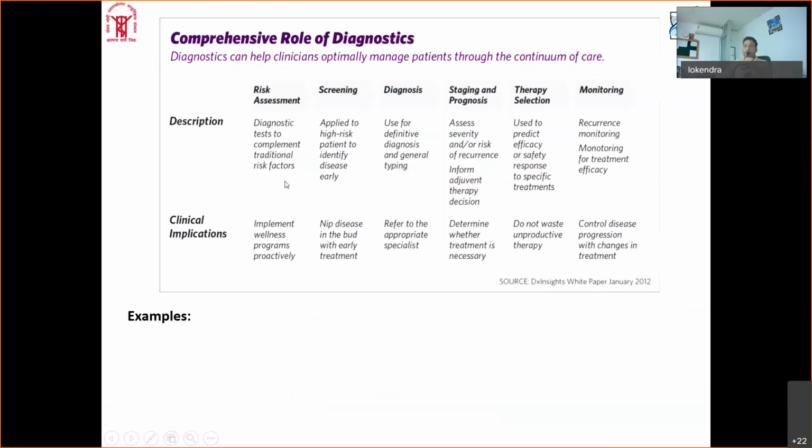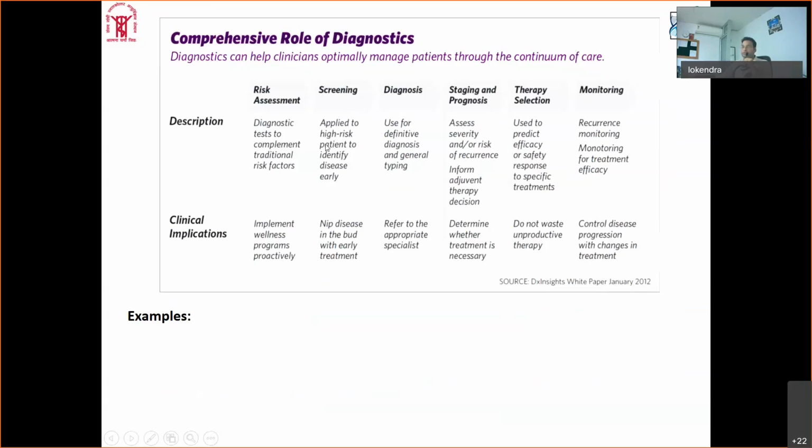So it is not only about molecular diagnosis, but generally the role of diagnostics in patient care. What are the clinical implications and what is the description? I'm going to describe it here. Risk assessment is one aspect which will tell us how to avoid those kinds of diseases by implementing wellness programs. And there are various methods by which you can screen if some individuals or some population is at high risk.